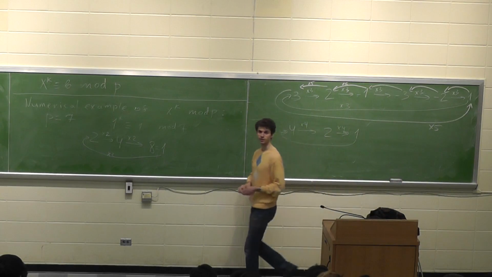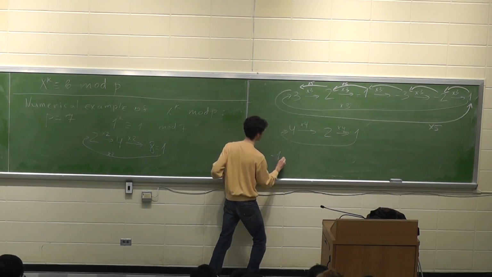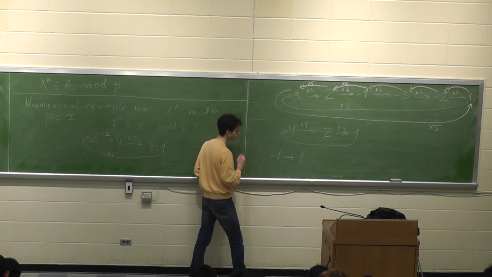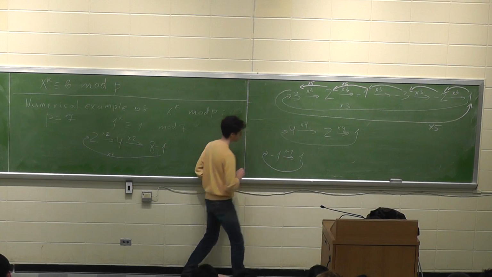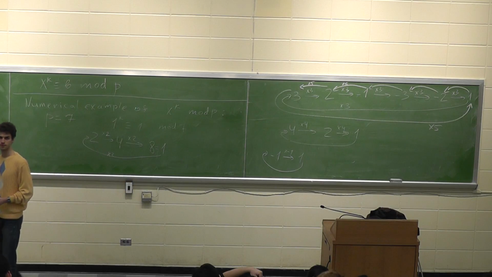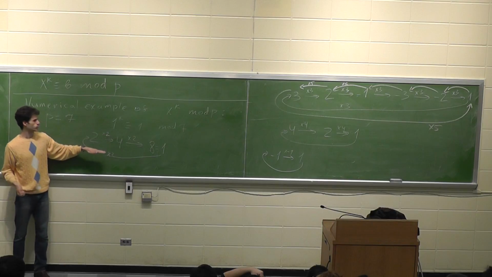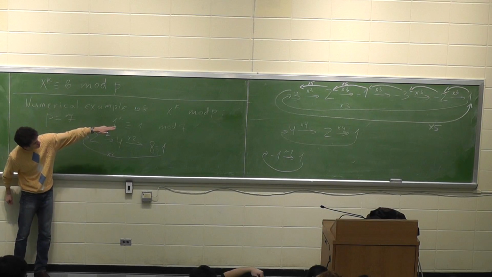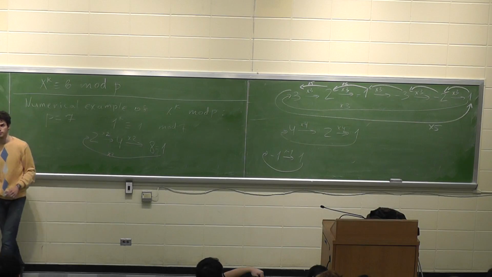Okay, and finally, one final cycle, minus 1. Minus 1 squared is 1. So it's a very short cycle of length 2. So here we have a cycle of length 1, a cycle of length 3, a cycle of length 6, a cycle of length 3, and a cycle of length 2.